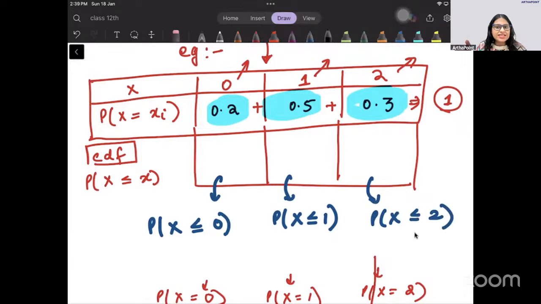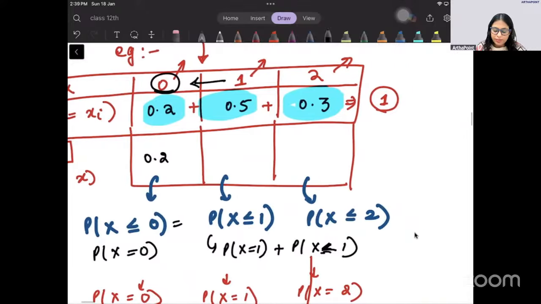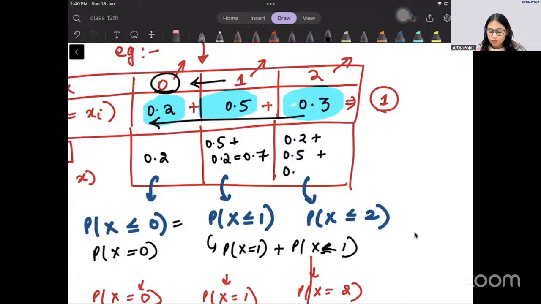So probability x less than or equal to 0 will remain 0.2. Less than 0, I cannot see anything. There is nothing less than 0. So this will be equal to probability x equal to 0. Now probability x less than or equal to 1 means probability x equal to 1 will also be there and less than 1 will also be there. Less than 1 is 0. So here less than or equal to 1 will be 0.5 plus 0.2, 0.7. And less than or equal to 2 means all here. So 0.2, 0.5, 0.3 becomes 1, right? So this becomes your CDF.